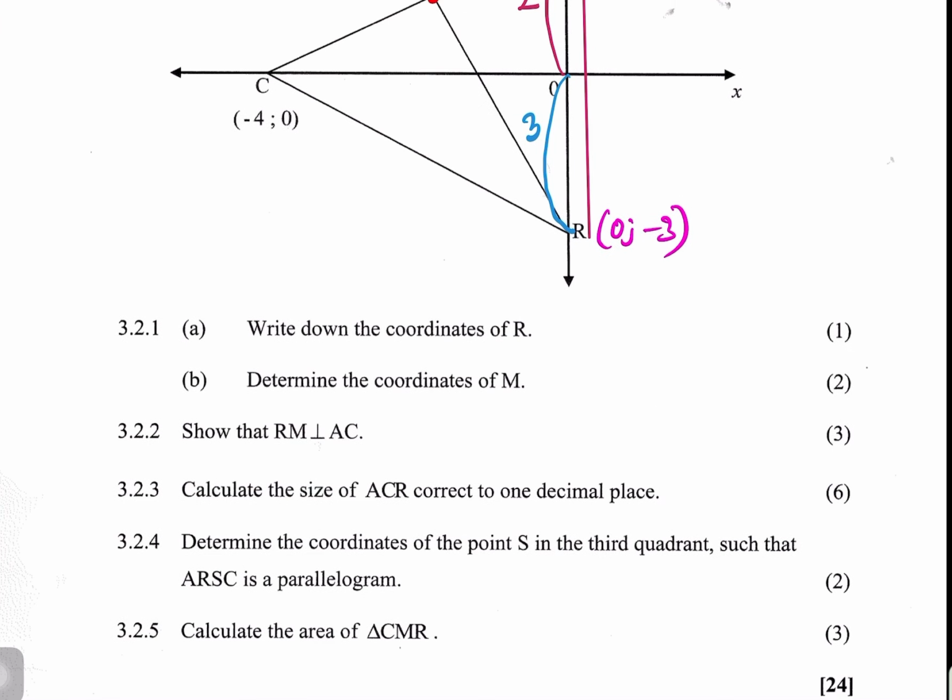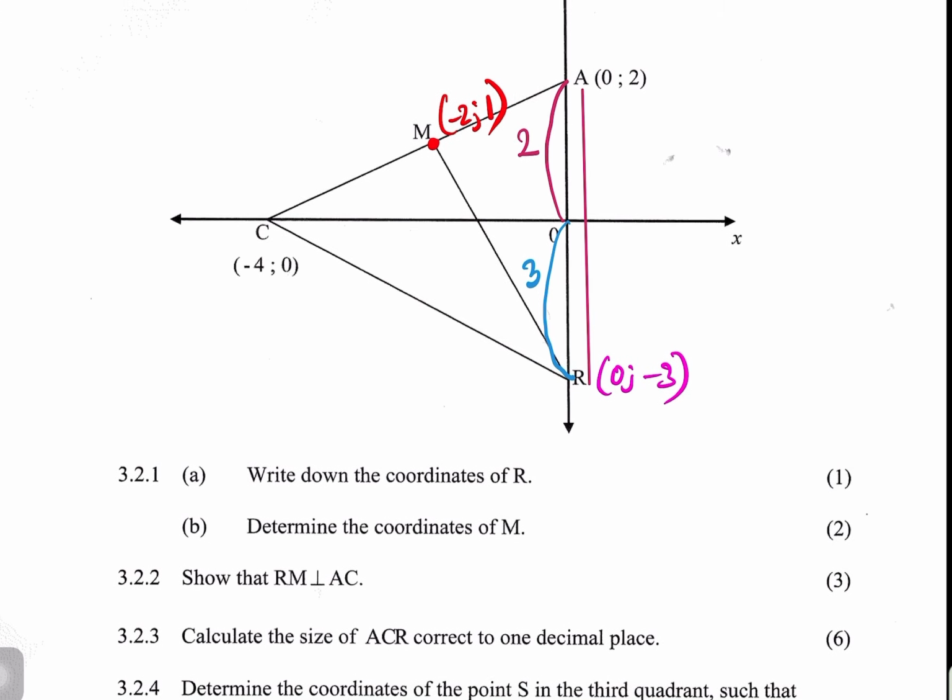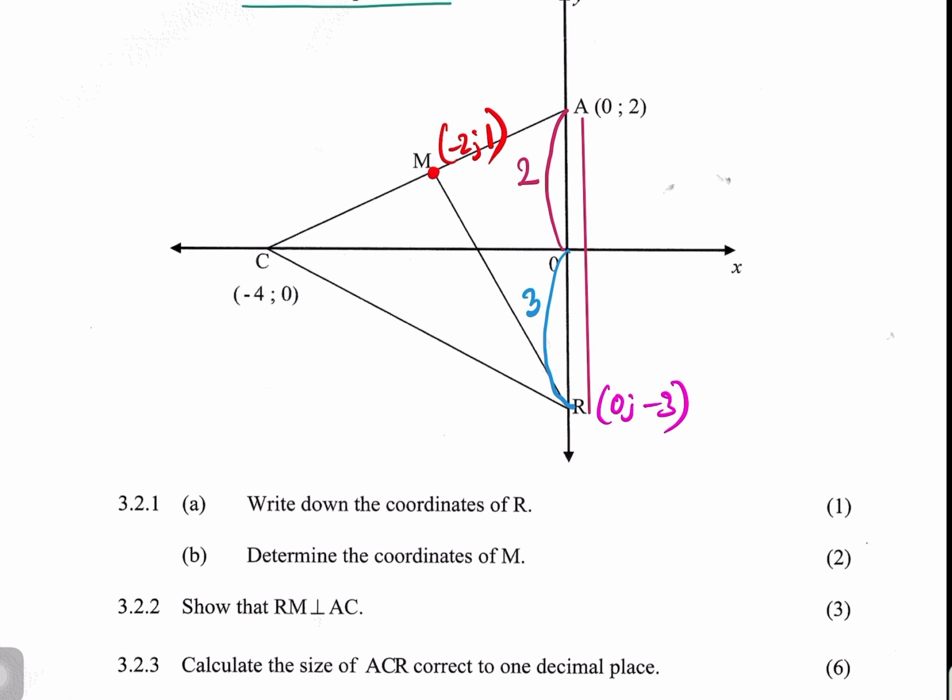What are they saying here? I see there's 6 marks there. Okay, so I must be prepared for this question. It's 6 marks. So 6 marks questions, they really misbehave at times. They say to you guys, calculate the size. The size, we're talking about the angle, by the way. The size of ACR. So they are looking for the angle C.